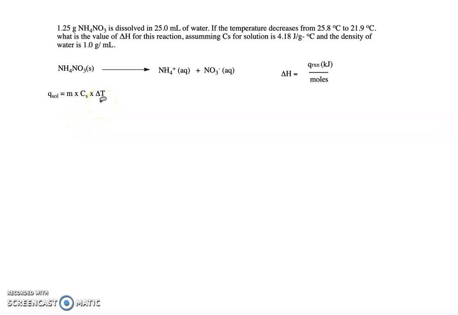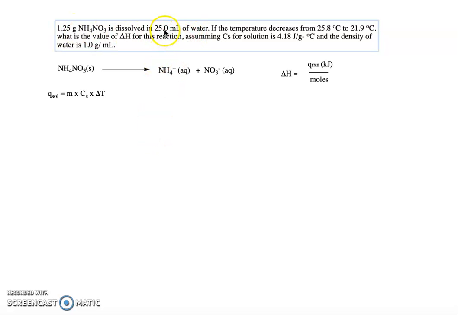Well, let's look at these things. Let's start with mass. You might be tempted to say, oh, I've got my mass, 1.25 grams of NH4NO3. But it's not just the mass of the solid that's gaining heat. The water that it's dissolved in is also gaining or losing heat. So we have to consider the mass of both of these, the NH4NO3 and the water.